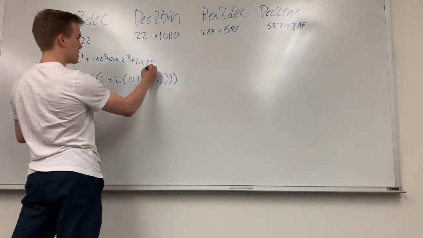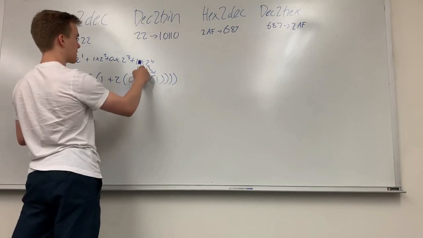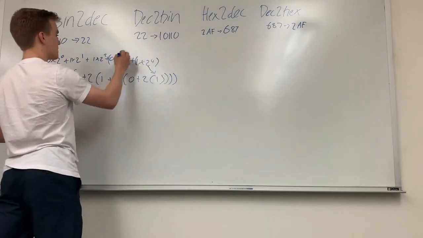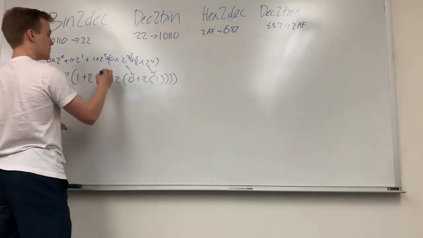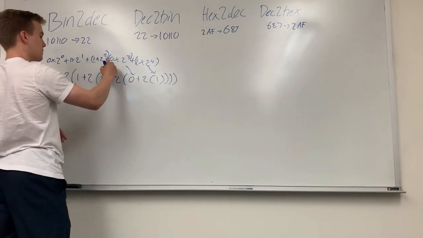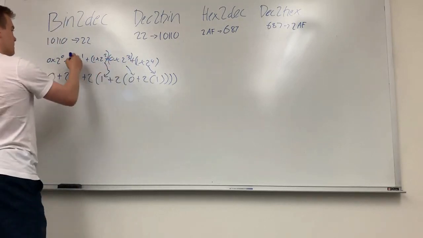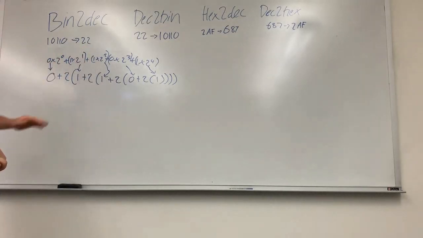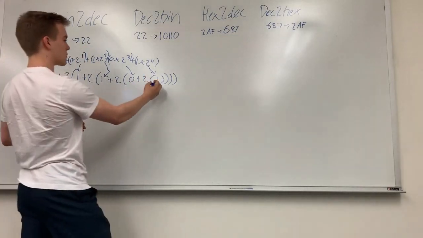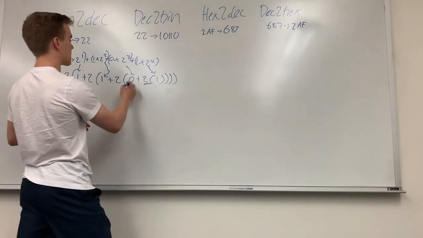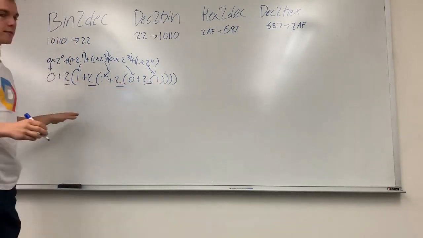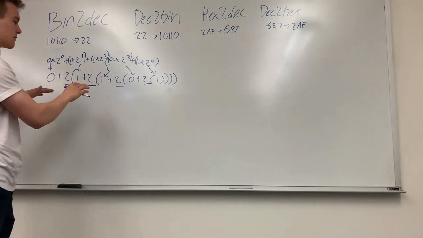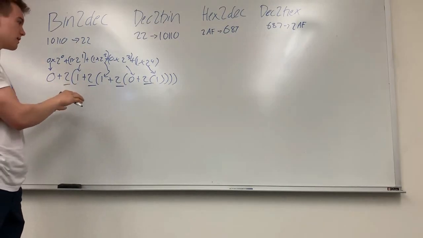Don't worry. This maps to that. This 1 times 2 to the 4. This 0 times 2 to the 3 is here. This 1 times 2 to the 2 is here. This 1 times 2 to the 1 is here. And this 0 is here. The reason this works is because this one over here, if you think about it, ends up getting multiplied by 2 4 times. You can stare at this for a little bit if it doesn't make sense to you yet.